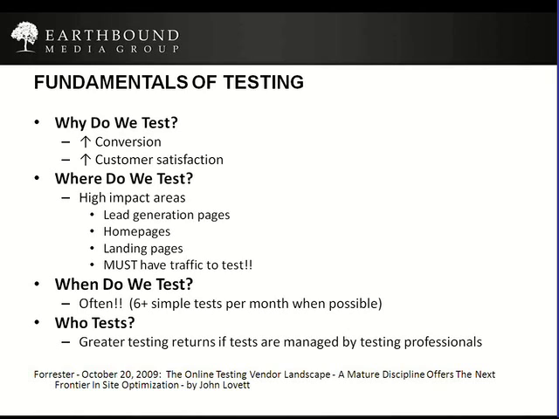When do we test? Well, hopefully if you are an organization that believes and puts testing into its overall culture, you test often. Typically for our clients, we try to do anywhere from 4 to 6 tests a month when possible. And then who tests? Well, usually you have in your organization somebody who manages your website, and maybe they do the testing. If you don't have someone in your organization that understands testing or that is managing your website, then you might outsource this to an agency like Earthbound Media Group or an agency that does testing.